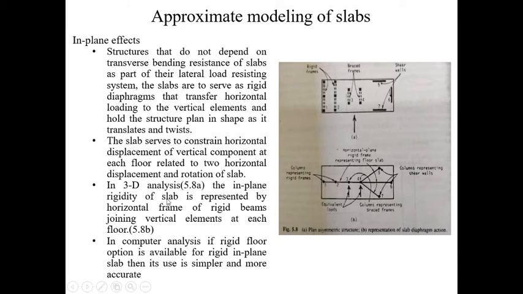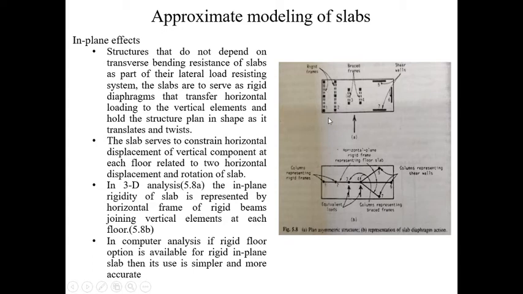So when we consider 3D analysis, whatever in-plane rigidity of the slab is there is represented by a horizontal frame of rigid beams, which will be joining the vertical elements at each floor. So that we can see in this figure here. It is given as a horizontal plane of rigid frame. These straight lines are the horizontal frame.